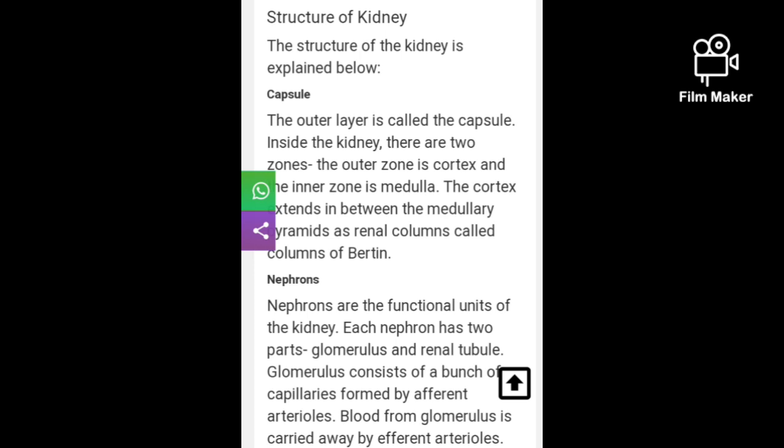Nephrons are the functional units of the kidney. Each nephron has two parts, glomerulus and renal tubule. Glomerulus consists of a bunch of capillaries formed by the efferent arteriole.